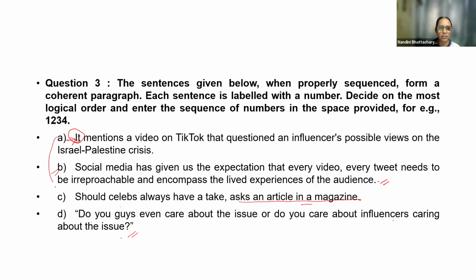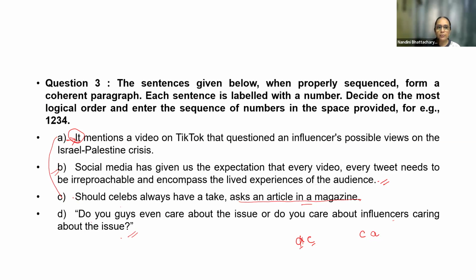So A and C come together. So A and C will be together. And A is not an introductory sentence. C is not an introductory sentence either. Okay, so I've got it wrong. It should be C and then A. Yeah, that's the order. So now C and A go together.